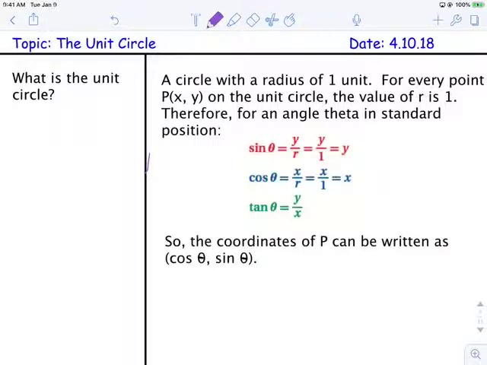Unit circle, what's in the name? A unit. That's 1, right? Unit circle is a circle with radius of 1, right? So keep that in mind as you're writing this down, and then we'll talk about it.